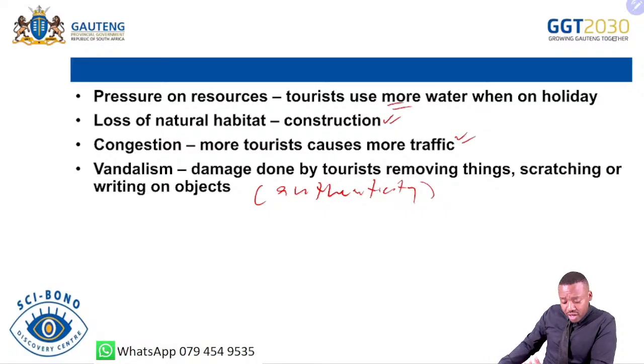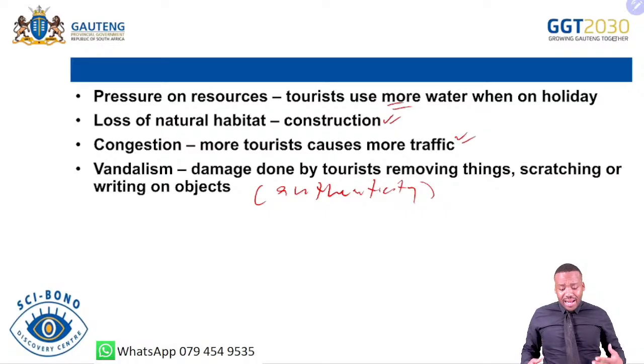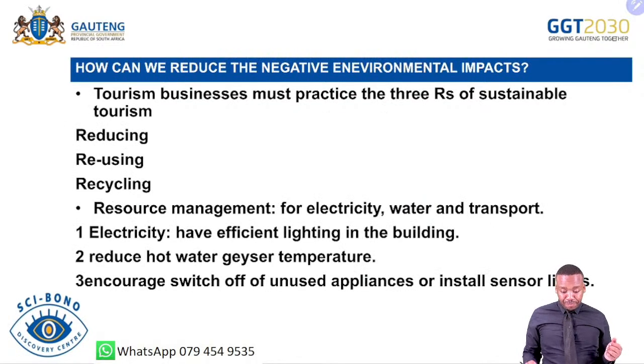Remember, we're talking about what? Sustainability. We need to preserve that. So tourists, most of the time, they end up damaging the infrastructure, removing things, vandalizing the objects, writing on the objects and so on. So those are all some of the negative effects of tourism.